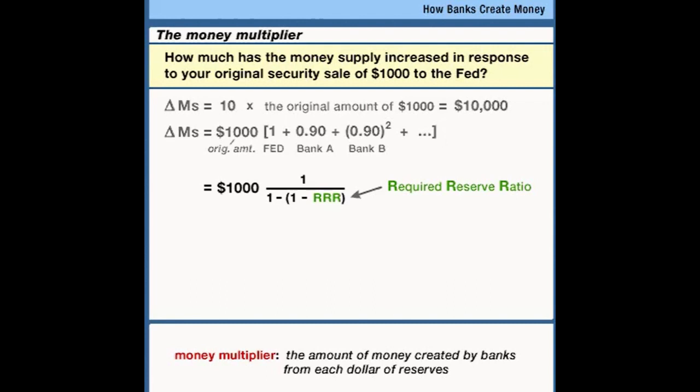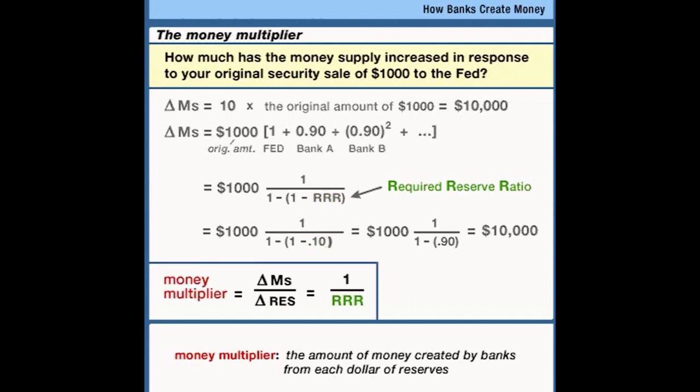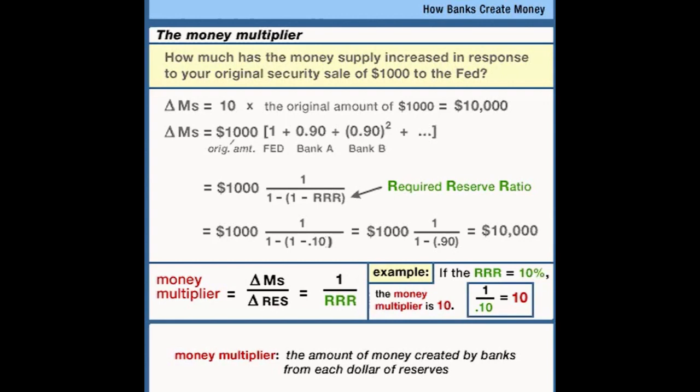And that gives you insight into the money multiplier. The money multiplier is simply 1 over 1 minus the required reserve ratio, or the change in the money supply that results from a change in reserves, and that comes from anything the Fed buys, is equal to 1 over the required reserve ratio. So if the required reserve ratio is 10%, the money multiplier is 10. If the required reserve ratio is 50%, then it's 1 over 1/2, the money multiplier is 2.